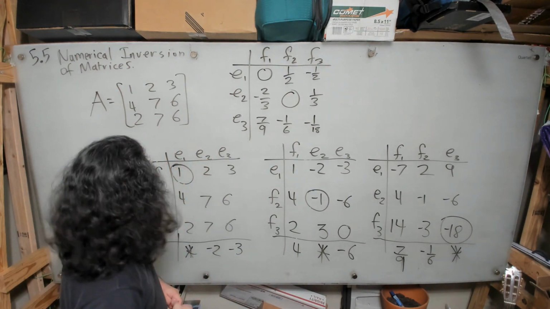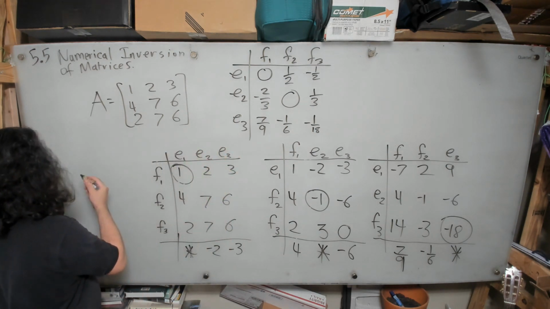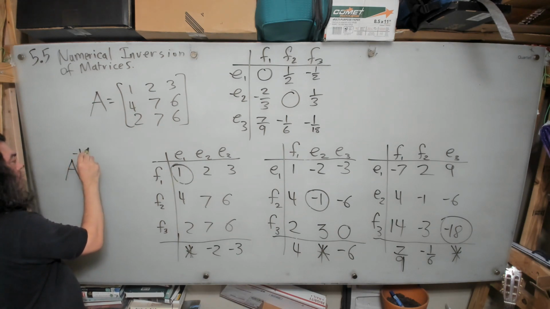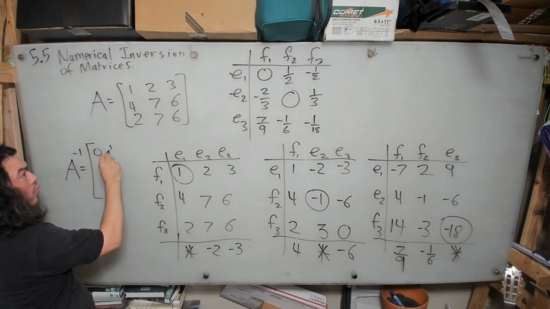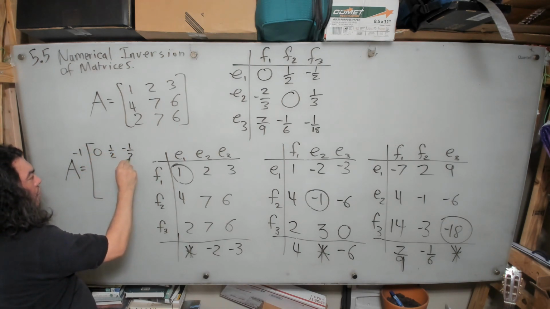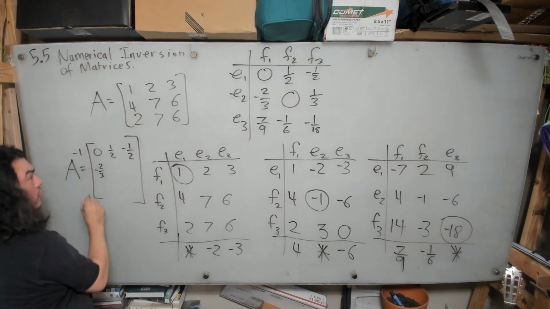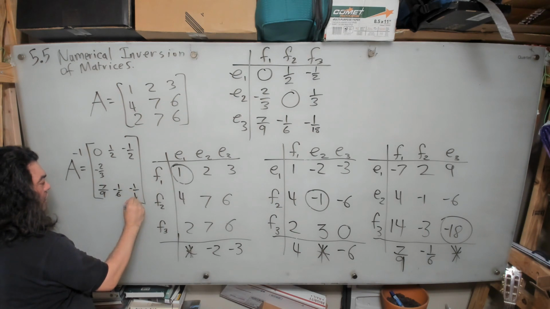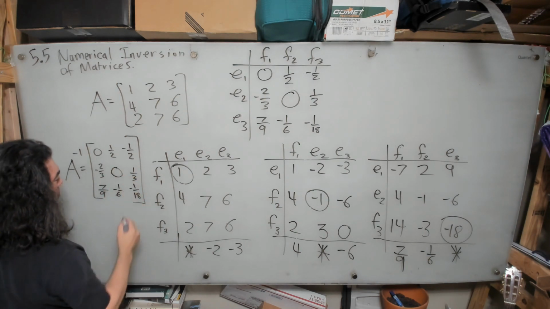And so now, after all this, our claim is that the inverse of this matrix, our A inverse, is equal to 0, 1/2, negative 1/2, negative 2/3, 7/9, negative 1/6, negative 1/18, 0, and then 1/3. Okay?